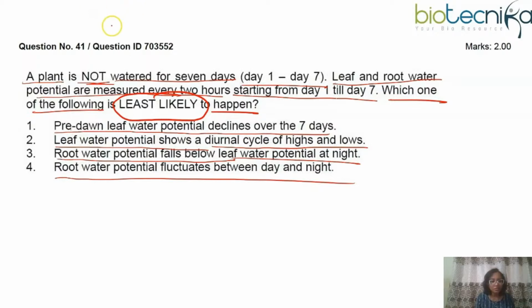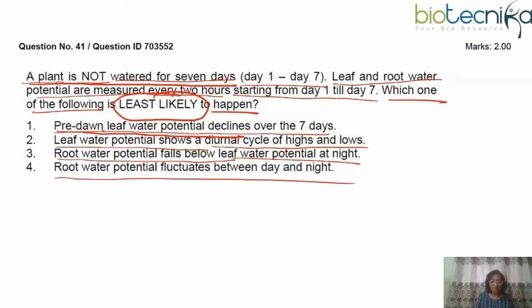Now the plant is not watered for 7 days. So from day 1 you have stopped giving water. Overall the water potential of the plant is anyways going to decline. Since you are not giving it water continuously for 7 days, the overall water potential of the plant is going to decline, isn't it? Which means that over the period of 7 days, the leaf water potential will also decline, and the pre-dawn leaf water potential will also decline. Since the overall water potential is declining, the pre-dawn leaf water potential is also going to decline over the course of 7 days.